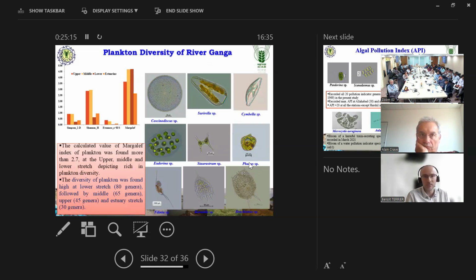So when you talk about river ecology, we have to take the planktons, the benthos, macrobenthos, then you take the fish. So the entire food chain, food web, you can estimate. You have an ample number of data to correlate with your hydrological and hydraulic model. And if you look at the river Ganga, we have the entire diversity of 80 genera in the lower stretch, 65 in the middle stretch, and in the estuarine zone 30 genera. So these are the diversity.